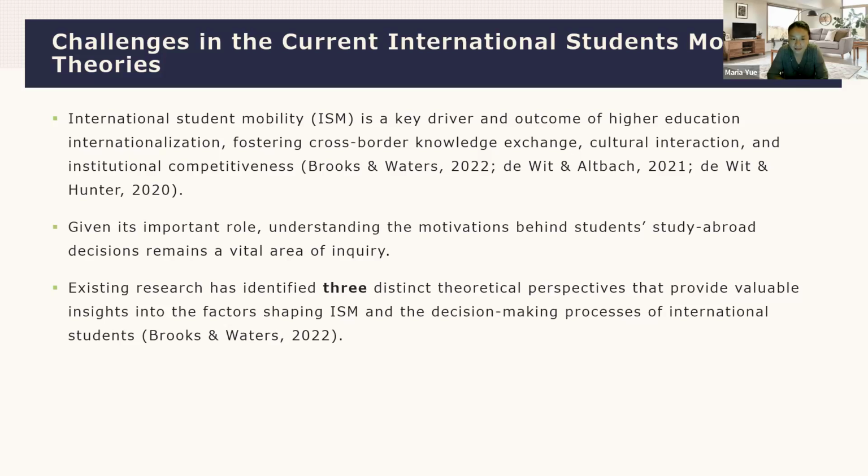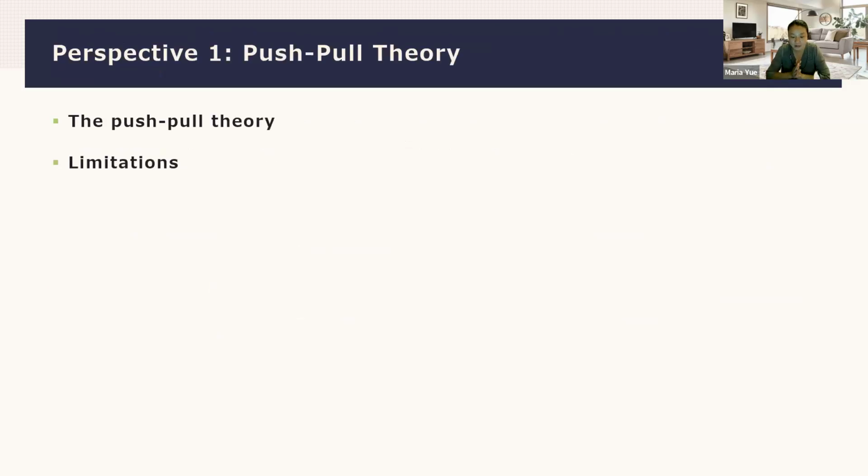Existing research has identified three distinct theoretical perspectives that provide valuable insights into the factors shaping international students' mobility and the decision-making process of international students. The first one is push-pull theory. This one remains widely used.